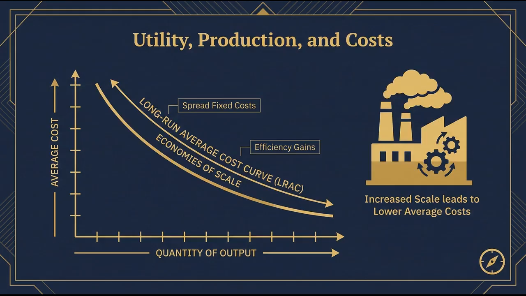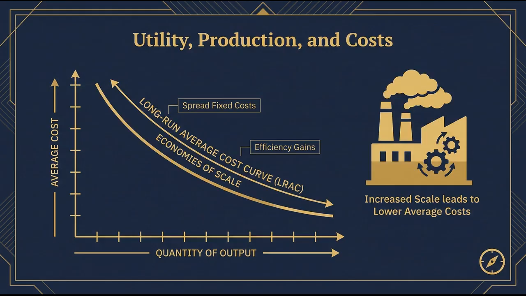Lesson 4: Utility, Production, and Costs. We conclude our course by looking at consumer satisfaction and business costs. Consumers experience the principle of diminishing marginal utility. This means as you consume more units of a good, the extra satisfaction from each additional unit falls.